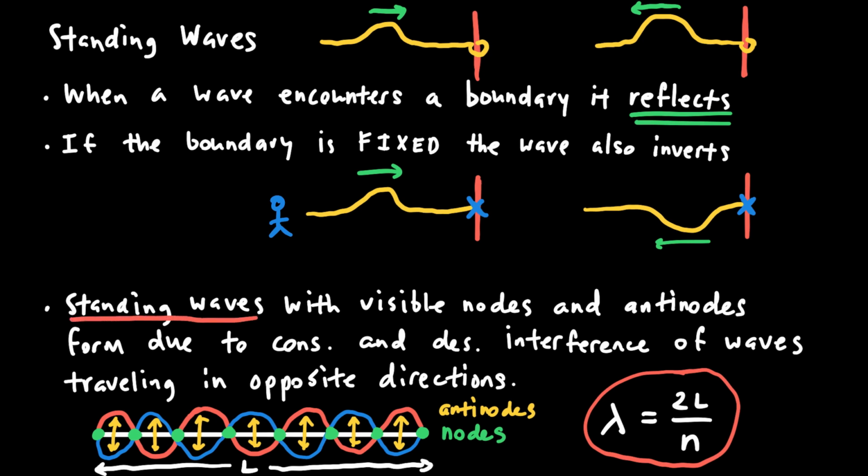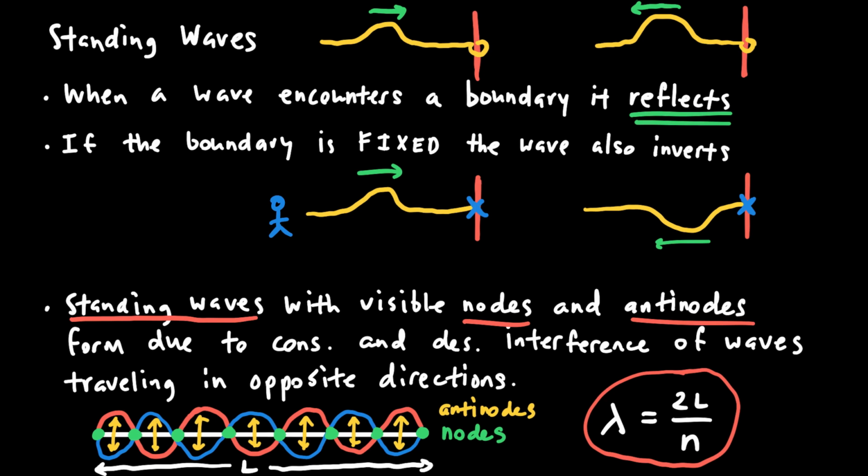A standing wave that has visible nodes and antinodes. And they're forming, as I said, due to constructive and destructive interference of waves that are traveling in opposite directions. And maybe it looks something like what I've drawn below, where those green dots represent the nodes. A node is by definition a place in a standing wave where there is zero displacement. And if you look at the standing wave, it'll look like it's not moving. In fact, that's why we call them standing waves. They don't look like they're moving to the left or to the right.